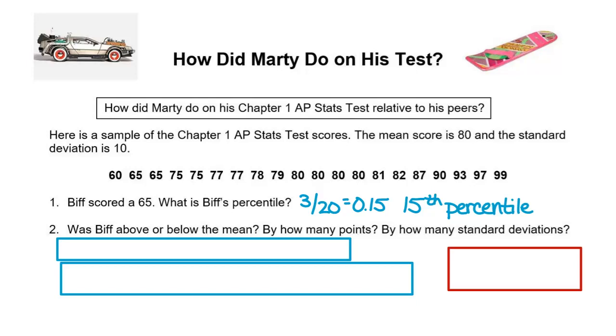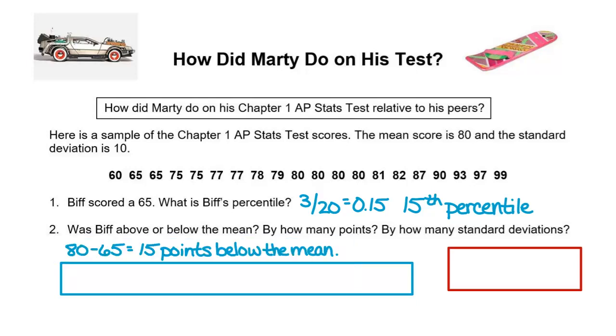Was Biff above or below the mean score for this class? Below. How much below? How many points below was he? He's 15 points below. How'd you come up with that? 80 minus 65. 80 was the mean. We were told the mean score right up here. And then we've also been told the standard deviation right here. All right, so Biff is 15 points below the mean.